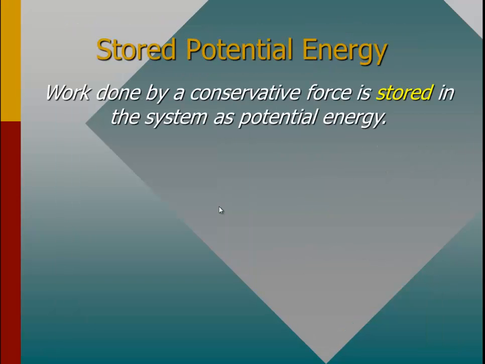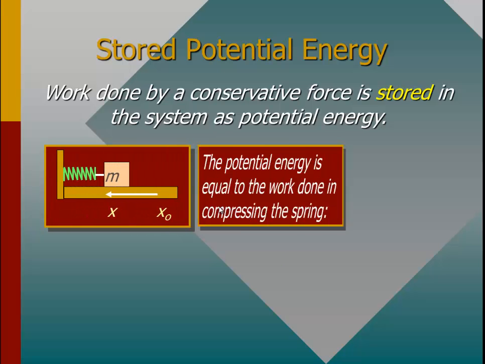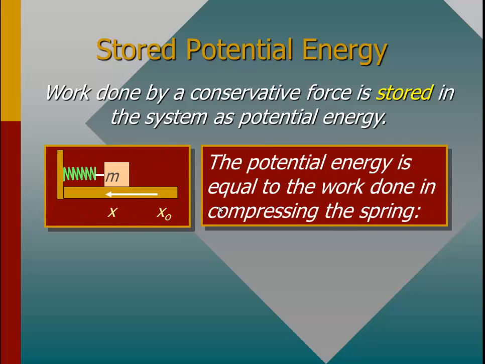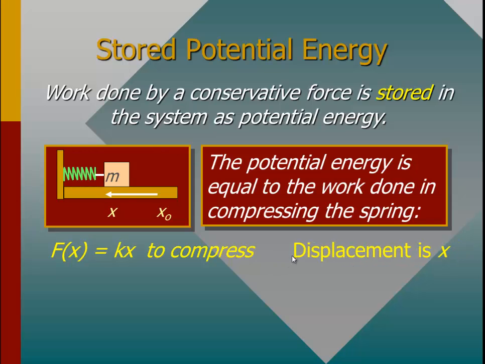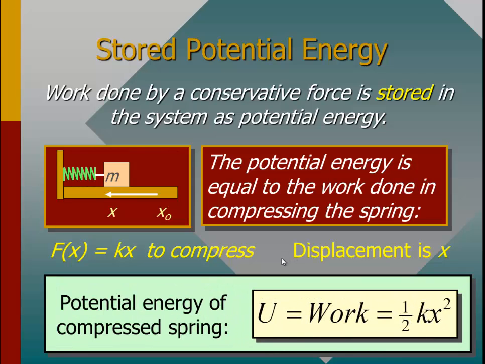Stored potential energy. Work done by a conservative force is stored in the system as potential energy. So here we have a spring system. The potential energy is equal to the work done in compressing the spring. So F of x is equal to kx to compress. The displacement is x. So the potential energy of a compressed spring is equal to the amount of work put into the spring, which is 1/2 kx squared.